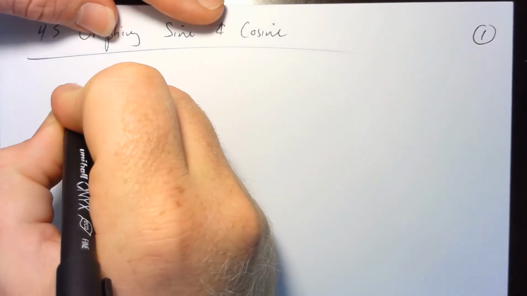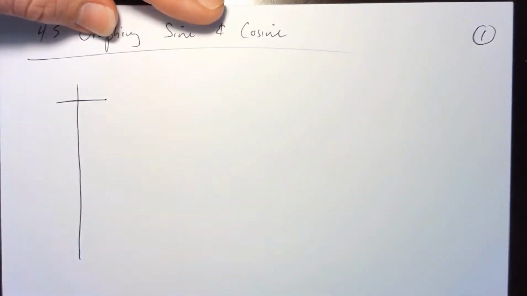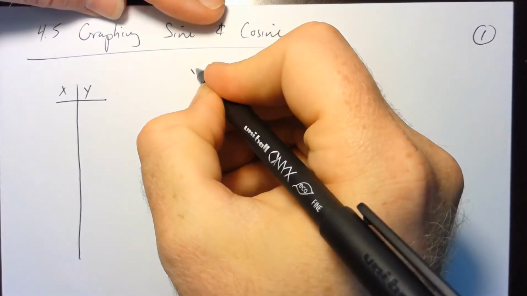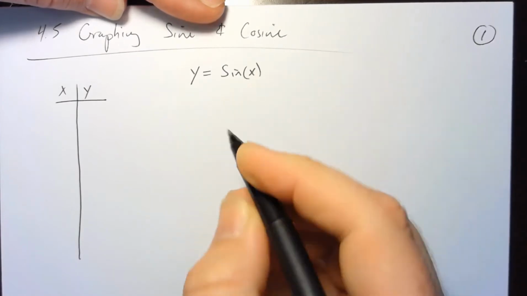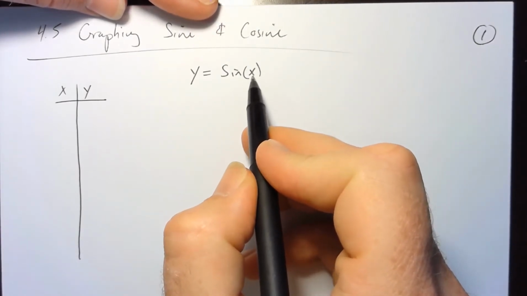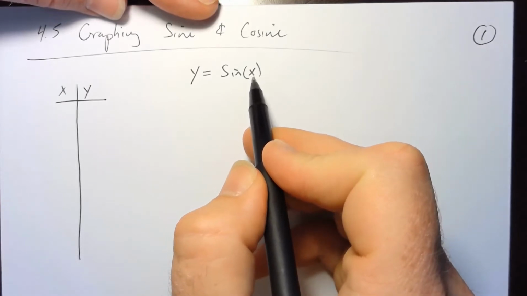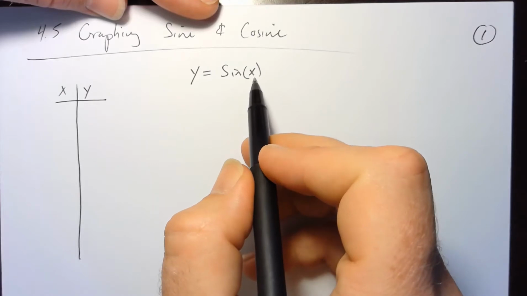So the first thing we're going to do is what we normally do with every basic function. We're going to create a table of values, specifically the x and y values. Now we're going to do this for the function y equals the sine of x. So in this case, I'm plugging values in for x. Those values that I'm plugging in are going to be your angle measures. Your angle measures for these functions are going to be in radians as opposed to degrees.